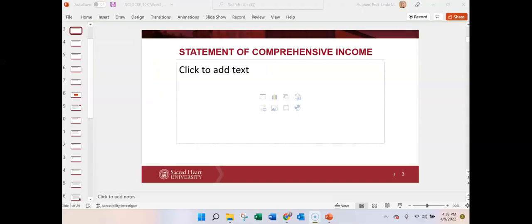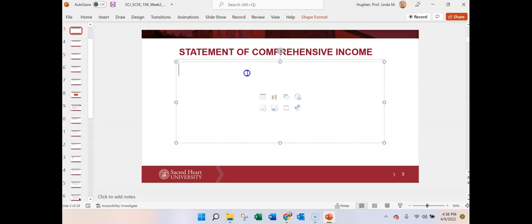When you hear statement of comprehensive income, it sounds like it's going to be a really important financial statement. Income, we know, is perhaps the most critical and most important measure for stockholders. Then you add the word comprehensive in front of that, and it sounds like it's going to be this really, really key financial statement, but it's actually not.